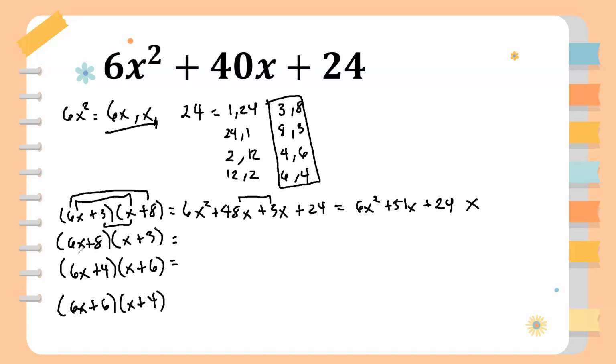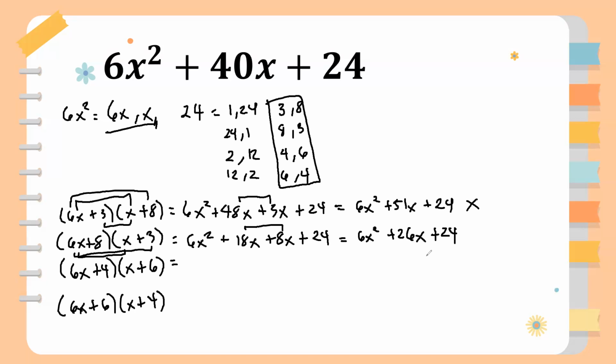Next, 6x times x. We have 6x squared. Outer term, 6x times 3, that is equal to 18x. 8 times x, 8x. Then 8 times 3, 24. Combine again the like terms, 18x plus 8x, that is equal to 26x. 26x plus 24. So, hindi ulit siya parehas. X ulit.